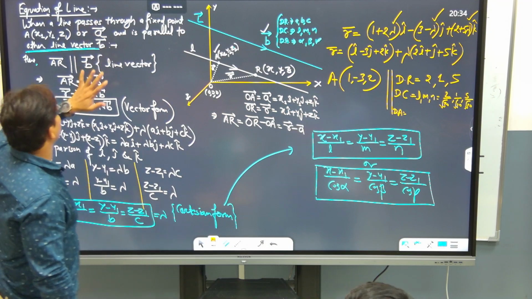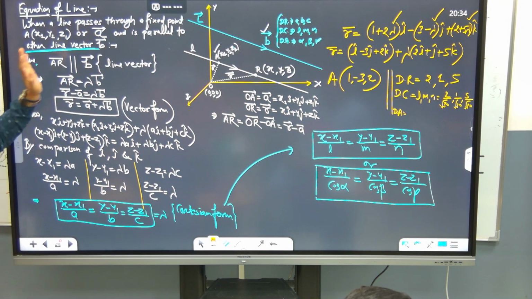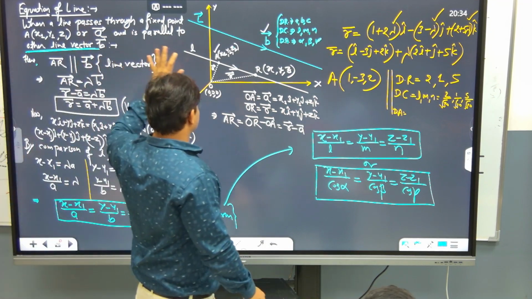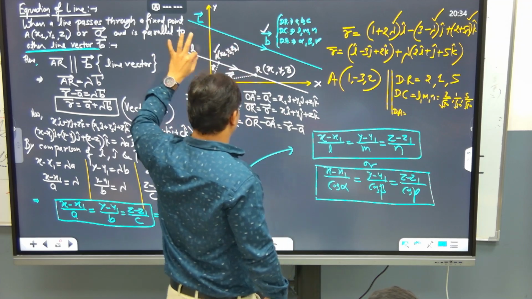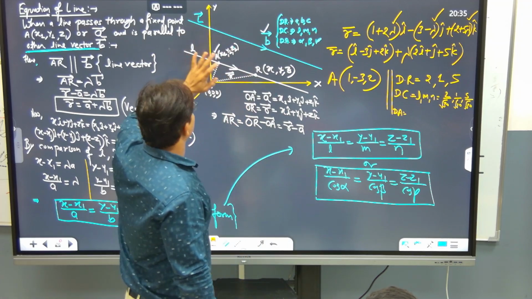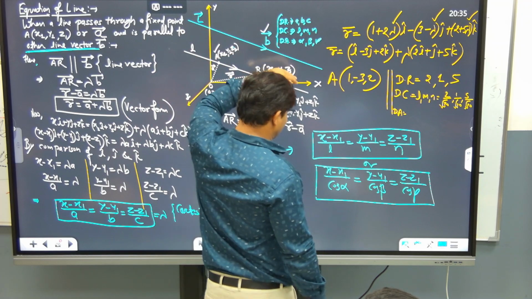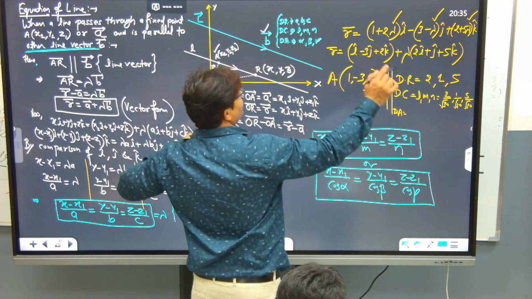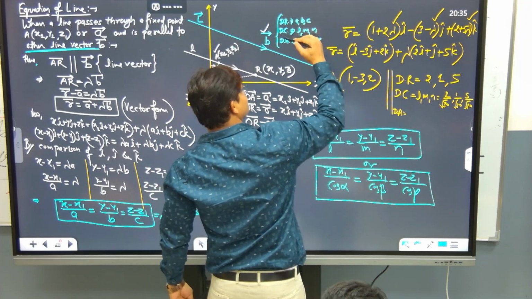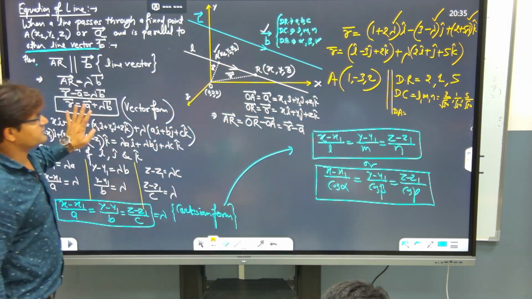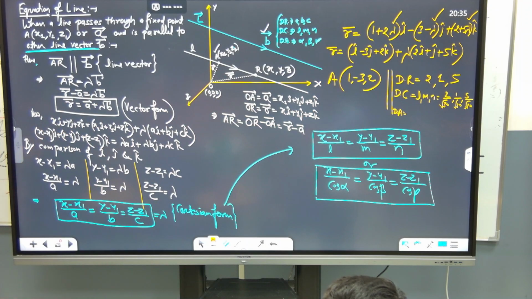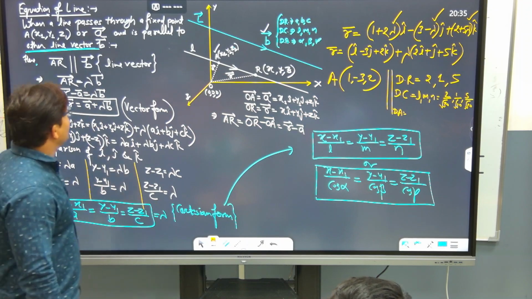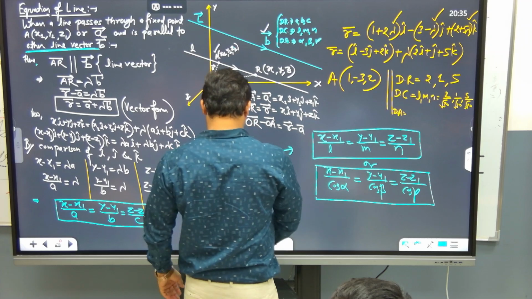So the first form is what? Equation of line when the line passes through one fixed point, or having the position vector of one point, and having the direction itself or having the parallel direction. Direction, we have in three formats: either direction ratio, direction cosine, or direction angle. First case clear?